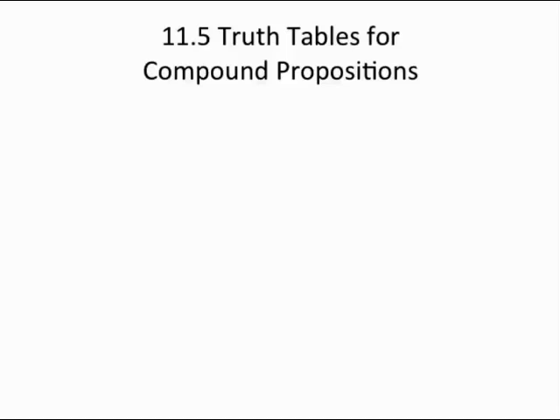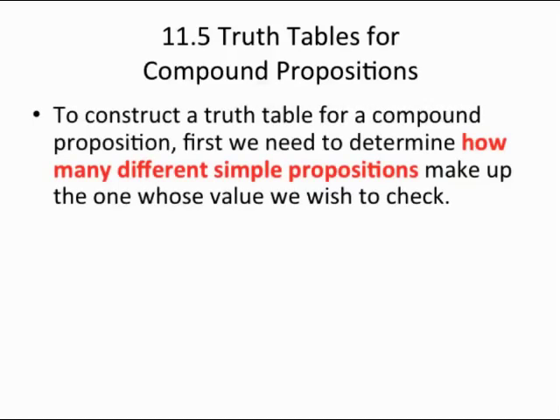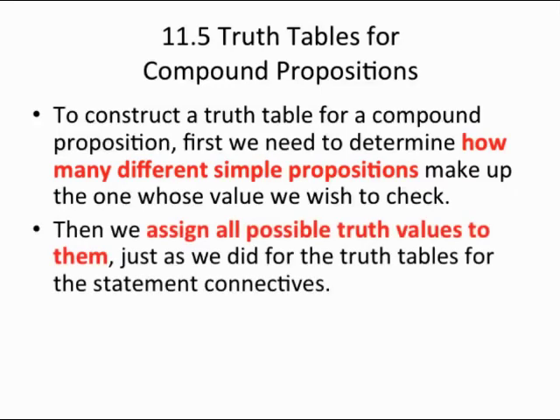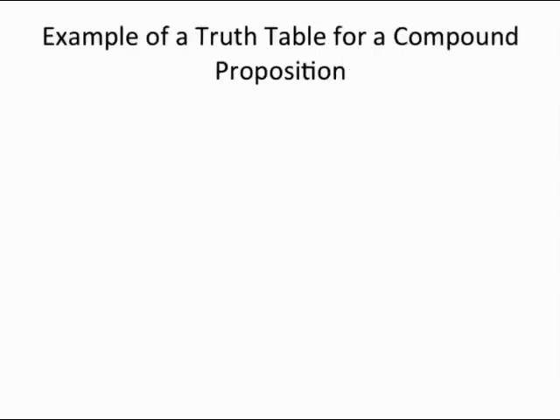We are now in a position to understand how to use truth tables for compound propositions. To construct a truth table for a compound proposition, first we need to determine how many different simple propositions make up the compound proposition. Then we build the truth table, assigning all possible truth values to the propositions, both simple and compound. Take this example.